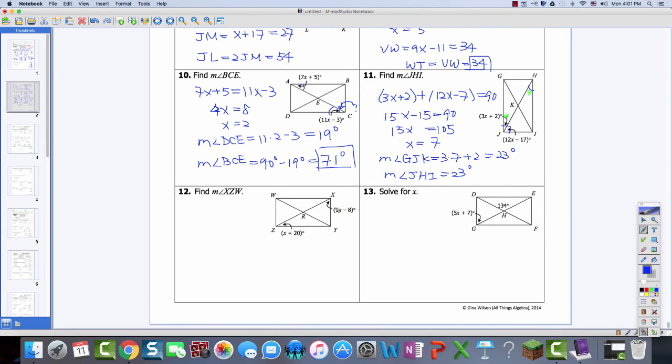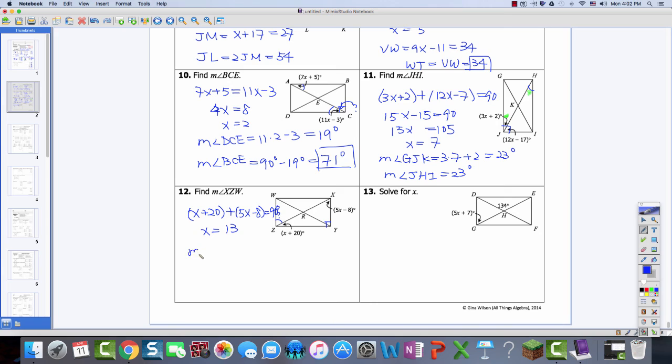Let's look at the last two. Find angle measure for XZW. XZW is right here. How do we do this one? We have this and we have this, even though we have a variable. But we also know that in this triangle, XYZ right here, because this is 90 degrees, these two must add up to 90 degrees to make it 180 degrees, right? So let's do just that. X plus 20 is my first angle. 5x minus 8 is my second angle, and they should equal 90 degrees. And if you do your algebra, you should find out x equals 13.